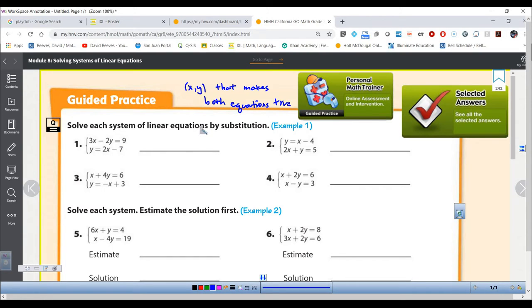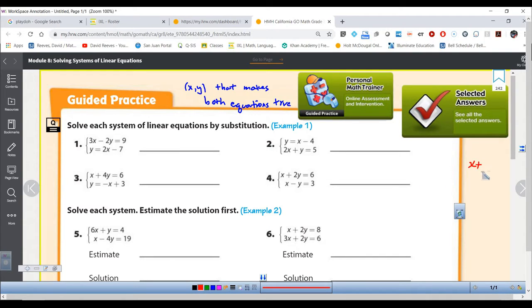But that's not always the best way, and sometimes you can get fraction or decimal answers that you can't really find from the graph. So a way that works all the time is the method of substitution. Now, something you should know is where that ordered pair is, that same x and that same y make both equations true. So let me just do a quick example over here on the side.